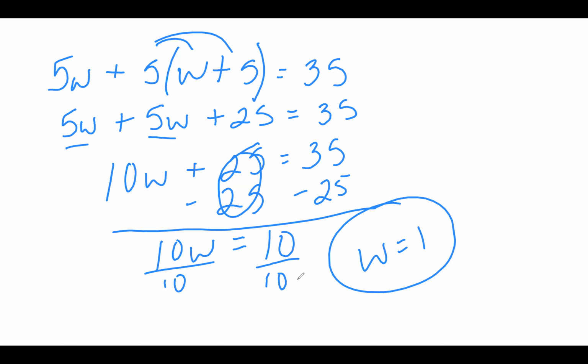Okay, doing the opposite. Once we get those things simplified, right, this was all simplifying using the distributive property, combining like terms. Then we did the opposite from here on out. Okay, this was the opposite. All right, so that's a good one to know.